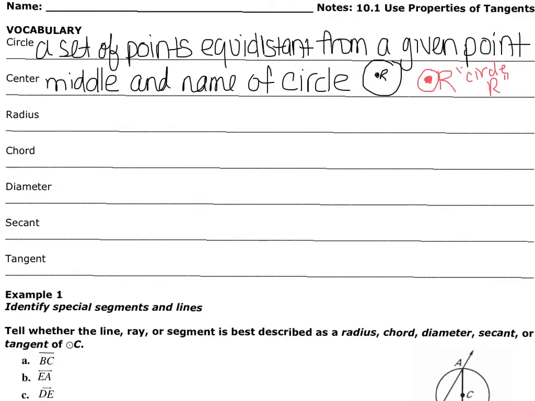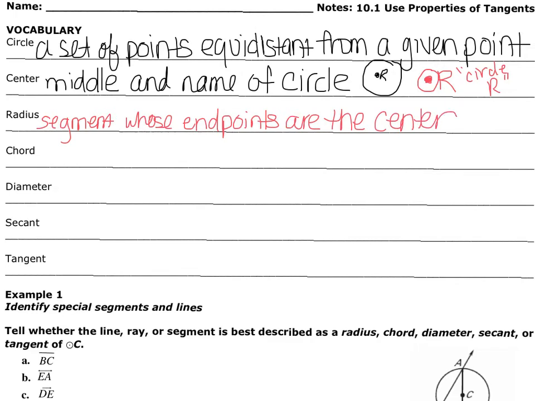Now the radius is a segment whose endpoints are the center and the circle. So a radius is going to have one endpoint on the center, and the other one is going to be any other point on the circle.